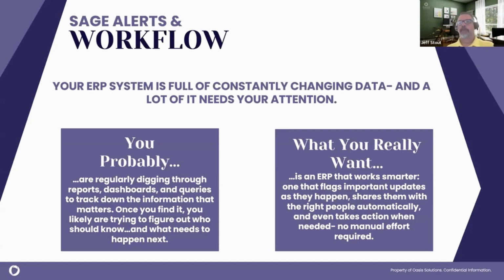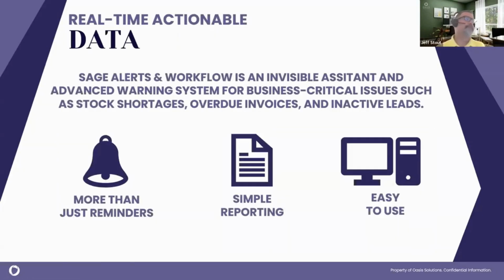But what most people really want is a system that works a little bit more proactively for them, something that will flag information, something that will be proactive and provide you the information to say, take a look at this or make a decision on this, or even something that will take action for you that requires no effort on your part. A tool that will do that for us is Sage Alerts and Workflow.